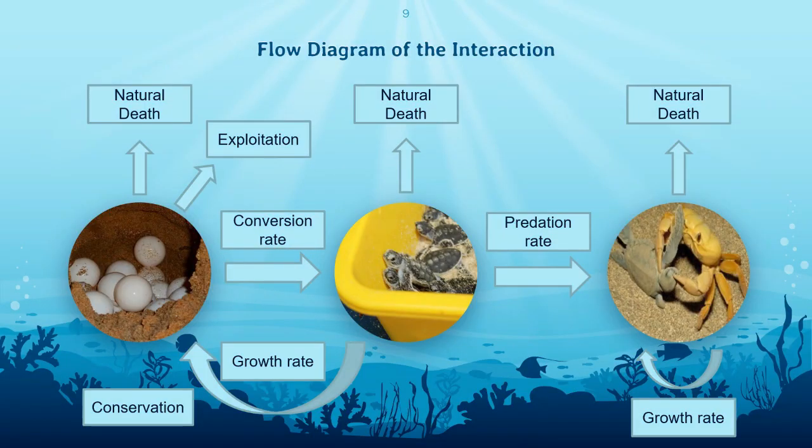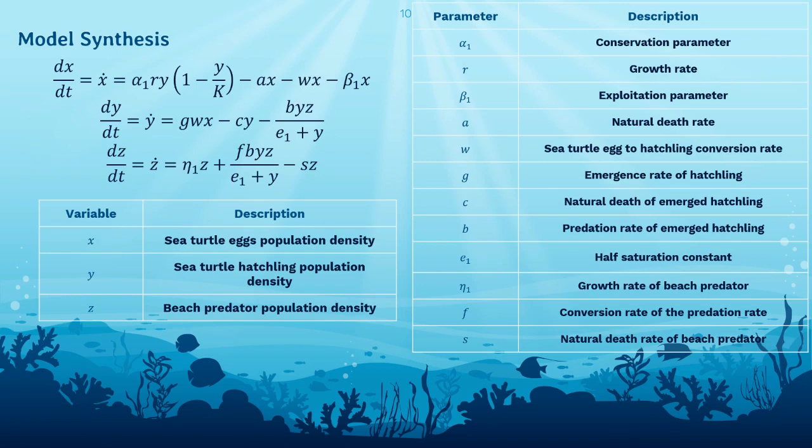This is the flow diagram of the interaction according to the assumptions before. This is the model that has been synthesized, that is shown by dx, dy, and dz. This is the desired variable that we have to find in this project, and also these are the parameters of the model.